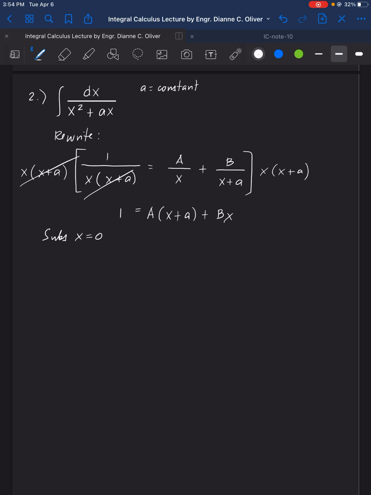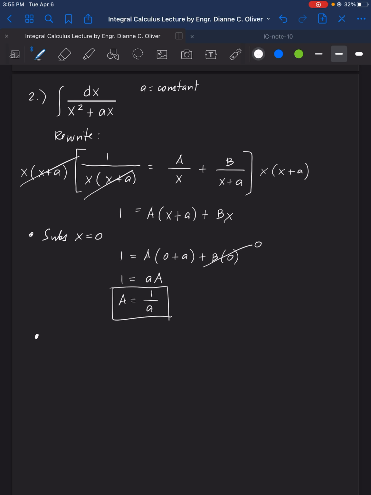So by substituting x with 0, we have here a times 0 plus a plus b times 0. So this is already 0. 1 is equal to a times a. Therefore, A is equal to 1 over small a.